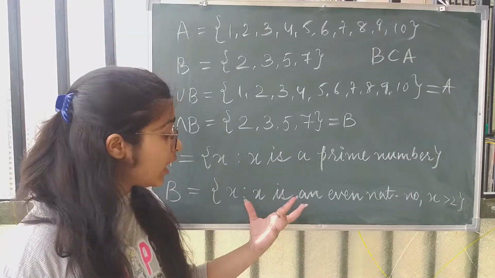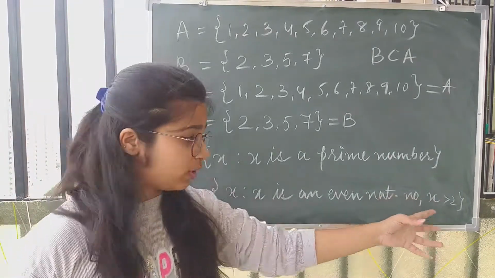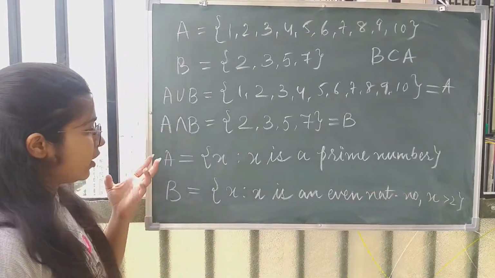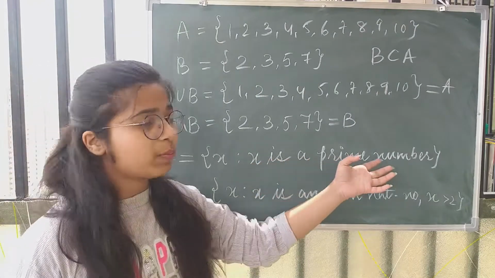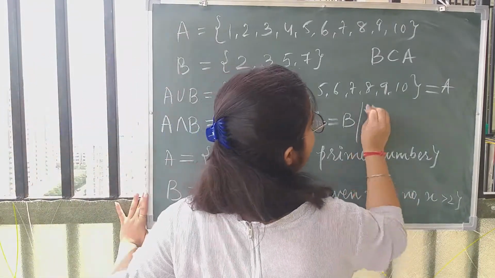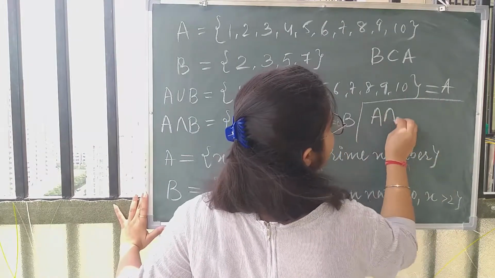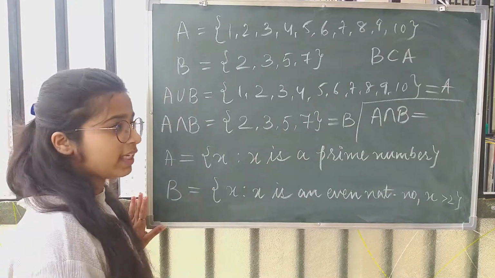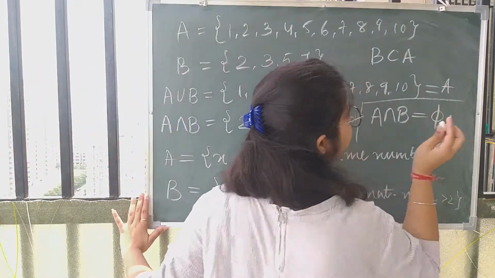So none of the even numbers greater than 2 is a prime number. But your set A consists of all the prime numbers. So if I tell you to write A intersection B, that would be absolutely nothing, कुछ भी नहीं है इसमें. So we write phi, the null set.